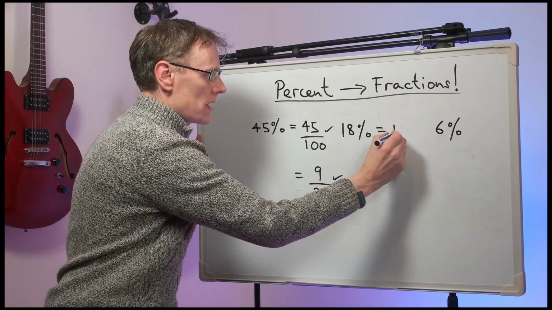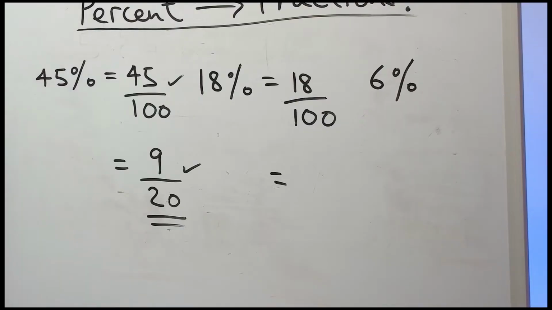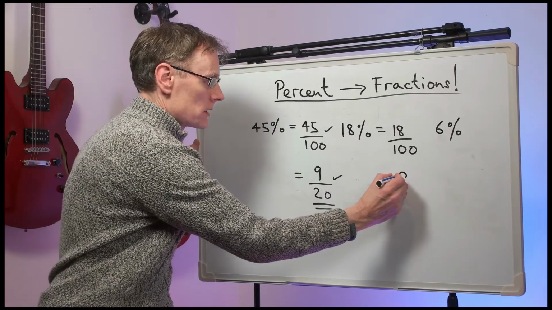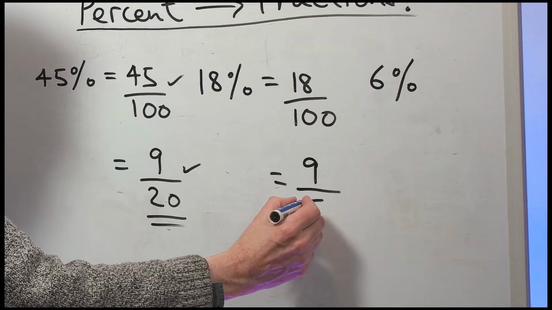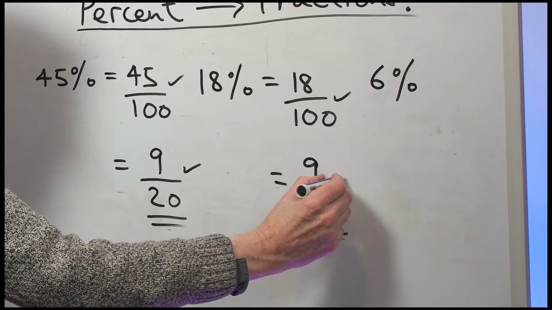18%. That means 18 out of 100. Here we can divide the top and bottom by 2. Half of 18 is 9, and half of 100 is 50. 9/50ths. 1 mark for your working and 1 mark for your answer.